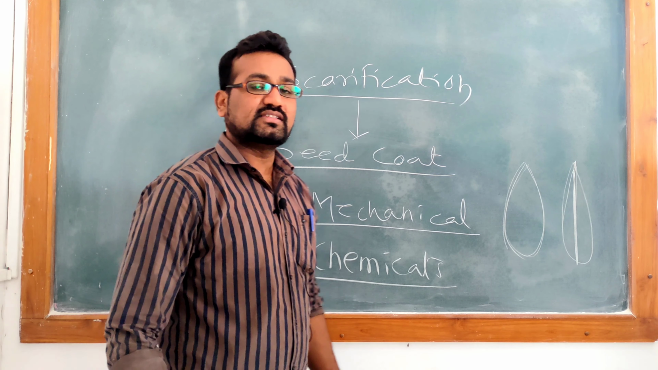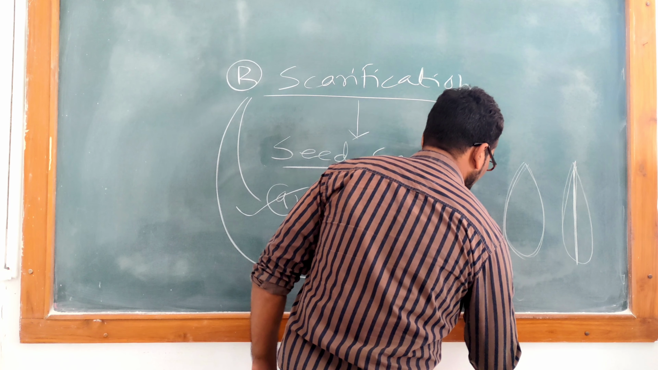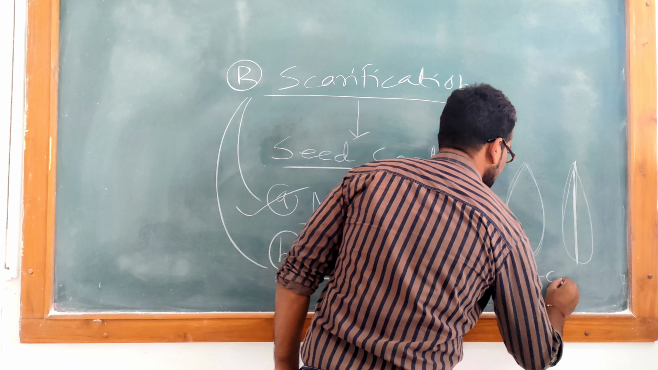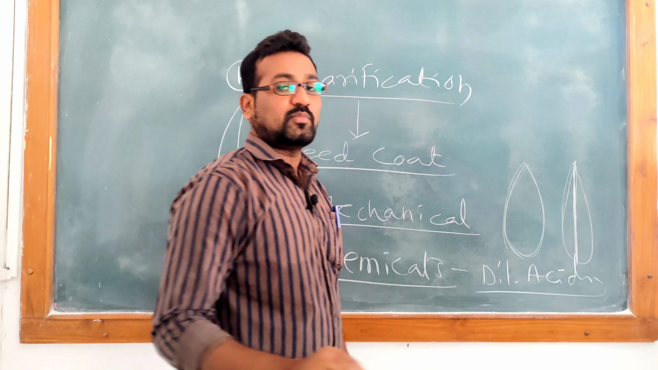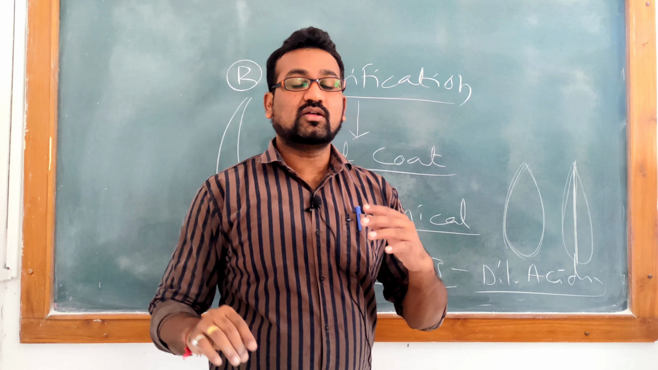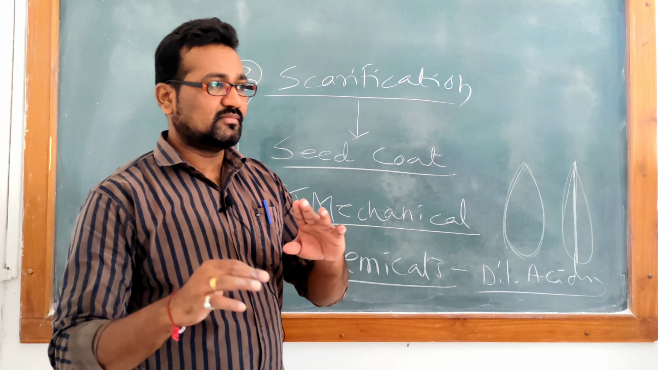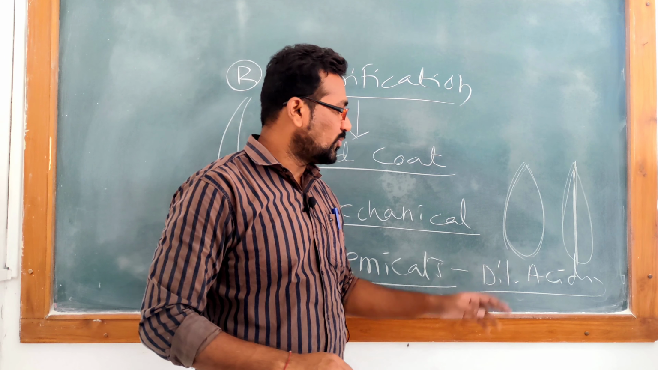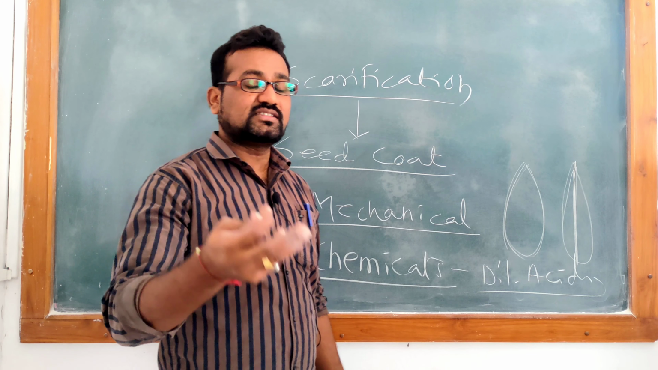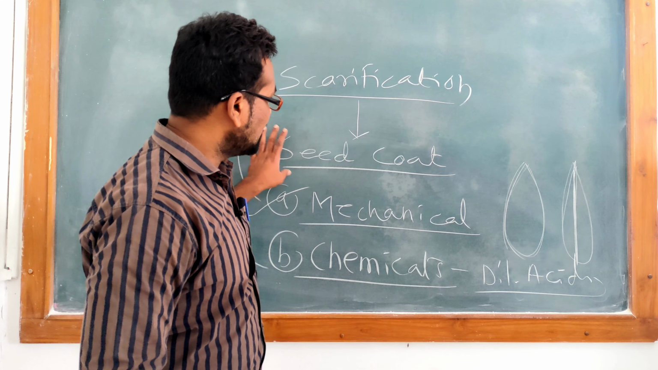The second method is by using chemicals. Which chemicals? Generally the chemicals used here are dilute acids. It depends upon the seed. If the seed coat is very hard, then you will have to apply concentrated acid for their treatment. If the seed coat is not that hard, you can go for dilute acids. Acids such as H2SO4 can be used for treatment where you are loosening the seed coat.